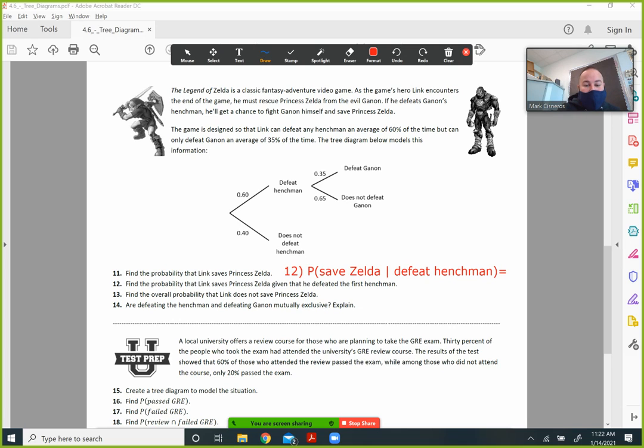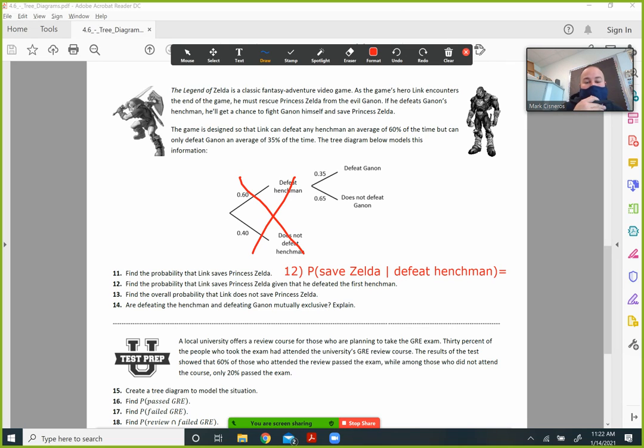So if he already defeated the henchman, that's already done. Think about games that you've played. If you beat a level and you moved on to the next level, well, now you're only worried about what's going forward from you now, right? So he's already defeated the henchman. He doesn't have to do that. He's already at that stage where he's fighting Ganon.